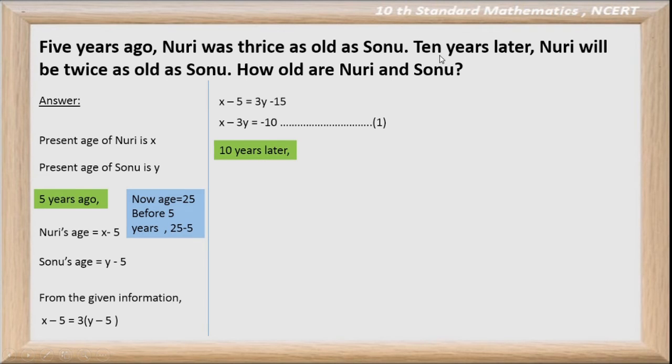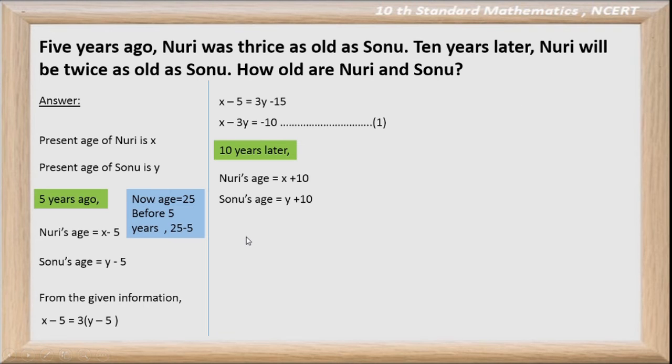Then the next, 10 years later, Nuri will be twice as old as Sonu. So after 10 years, Nuri's age is what? Now Nuri is X years old. After 10 years, X plus 10. And Sonu's age, Y plus 10. After 10 years, Y plus 10.